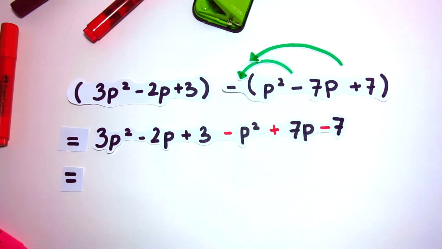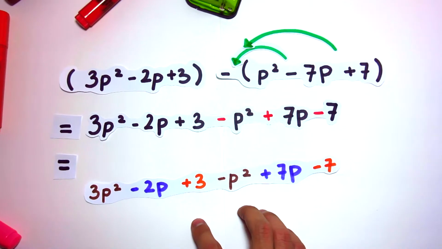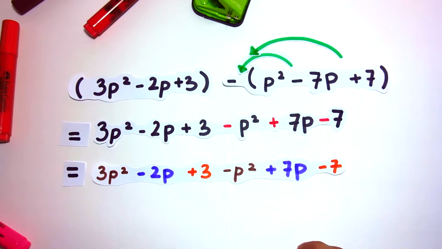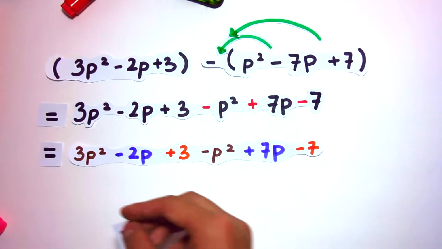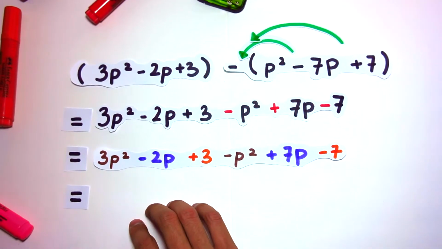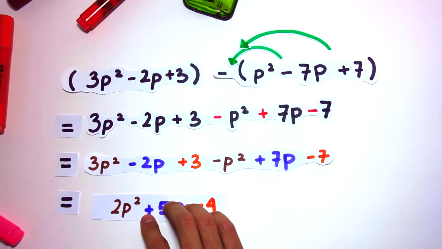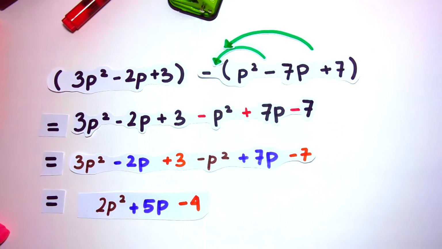After that, you need to collect like terms. They're shown in purple for the first term, blue for the second term, and red for the third term. Once you collect like terms, your final answer is 2p squared plus 5p minus 4.